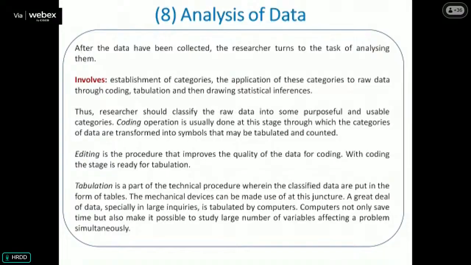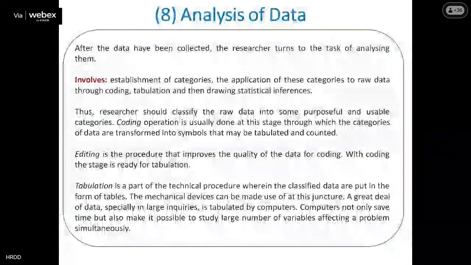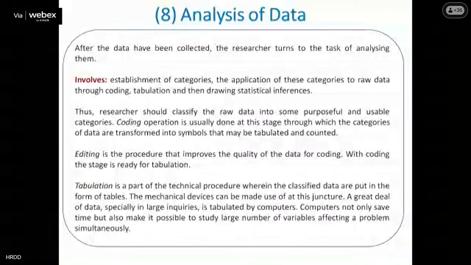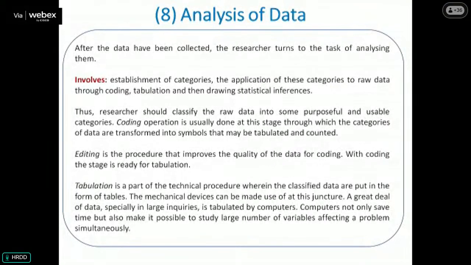So during analysis of data, this presentation should be done with the help of editing and tabulation, and we as scientific people use graphs to represent it so that it is easier for the audience. You will publish a paper, somebody will read it, and they should be able to understand after a look, okay, this is how it is made.